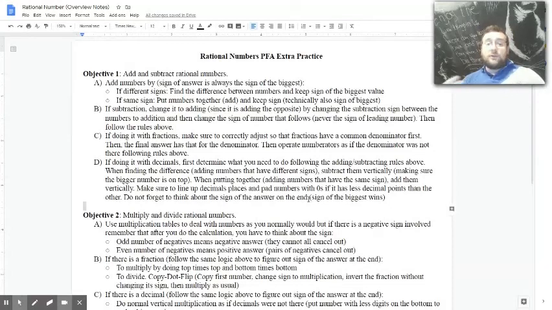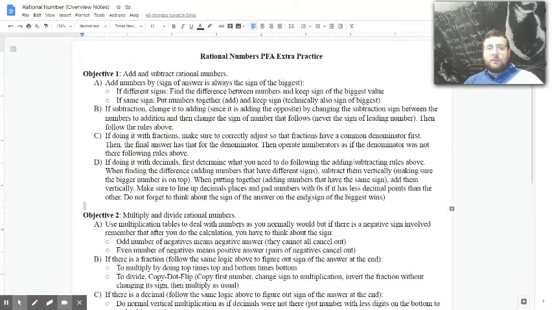If you're doing this with fractions, you must first make sure to adjust the fractions so that they have the same denominator. They have to have a common denominator. And that's a 6th grade skill that you should review if you don't remember how to do it. I do talk about that in another video, remember. But the final answer will have the same denominator as that common denominator, and you will operate the numerators as if the denominator was not there, following the rules that I mentioned above.